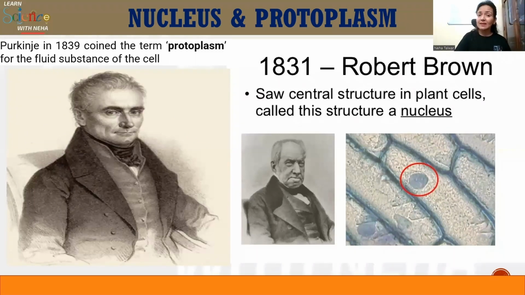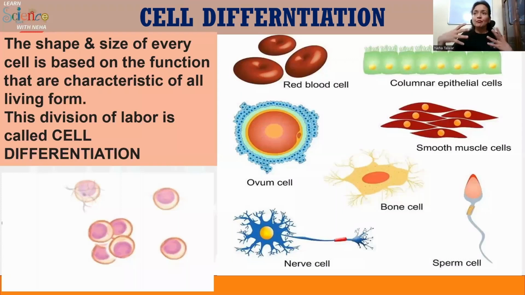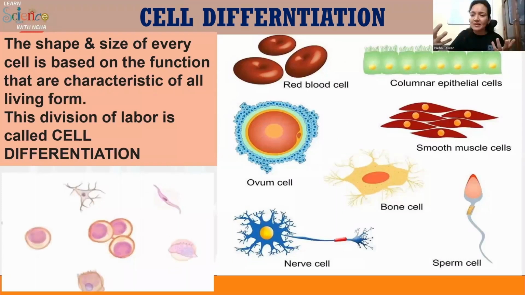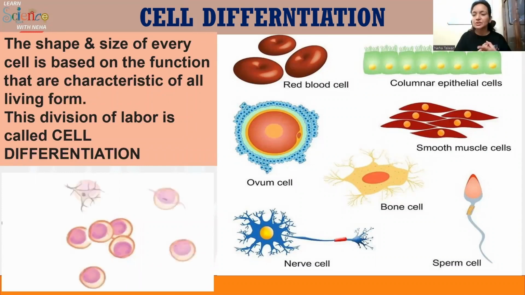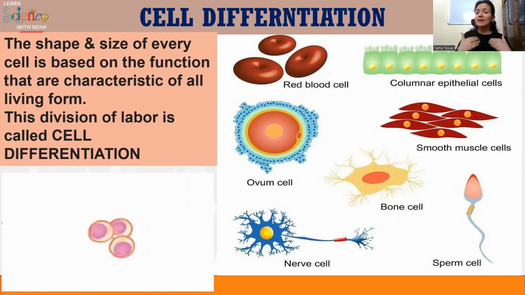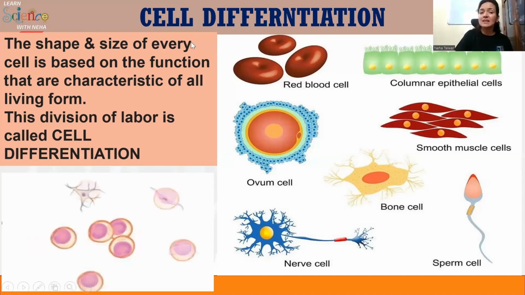And then came cell differentiation. That means we are multicellular. In a unicellular organism, one cell is performing all the activities, may it be ingestion, digestion, excretion, respiration, circulation, everything, because one cell is independent. But in our body, we have different systems like the circulatory system, respiratory system, digestive system. So we have different kinds of cells which are responsible for performing activities apt to that system only, which are designed for that system only. So this is called cell differentiation.